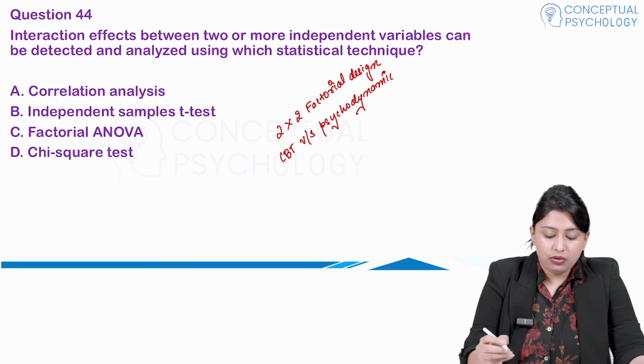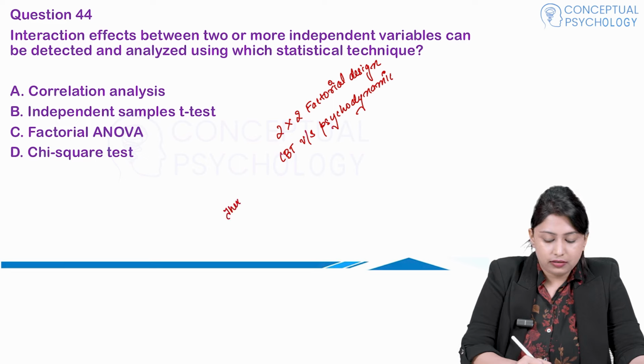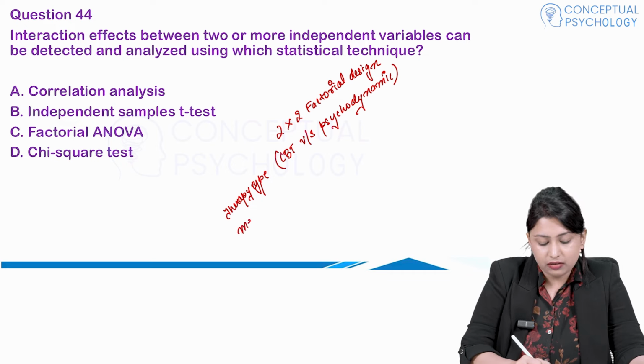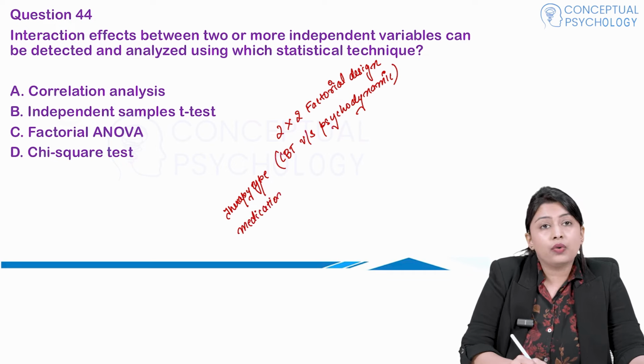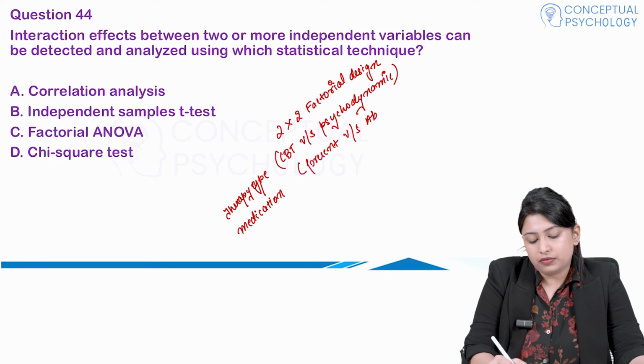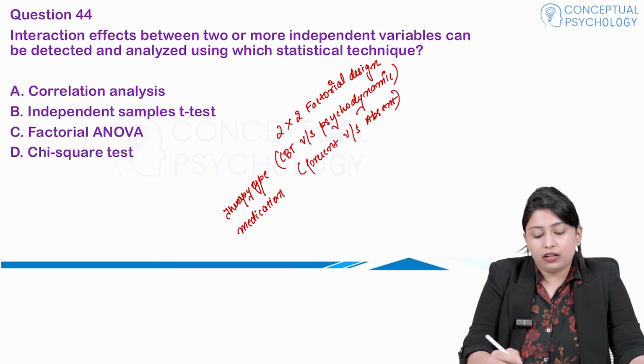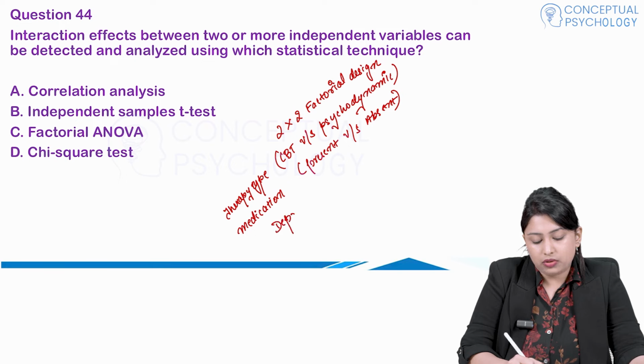And we are also looking at effects of therapy type, which is CBT versus psychodynamic, and medication, which is present versus absent. So we are looking at the effect on depression scores.